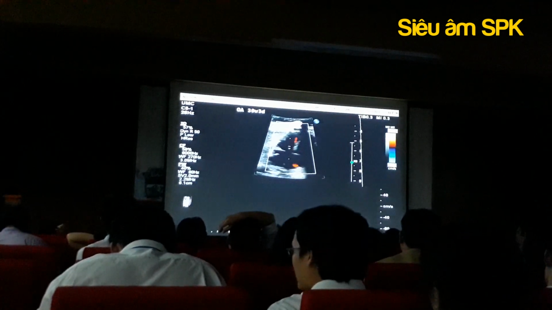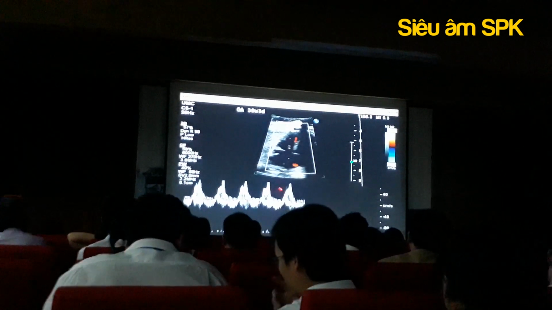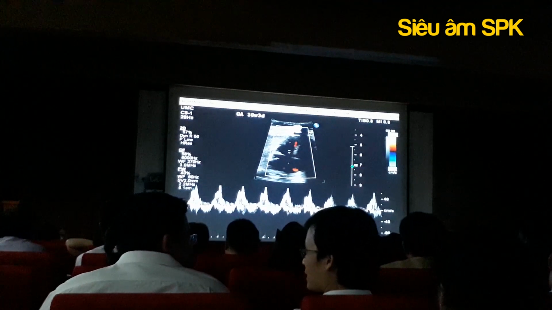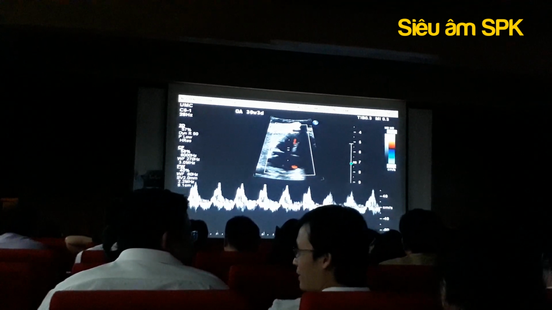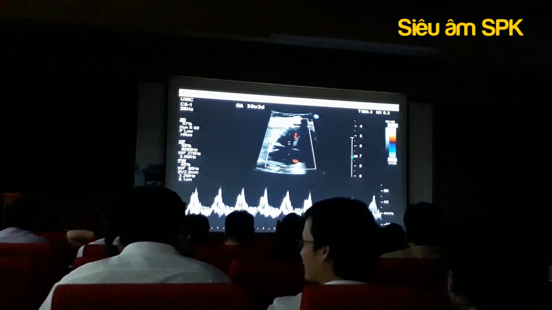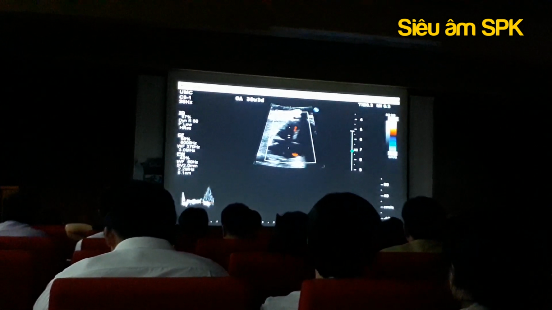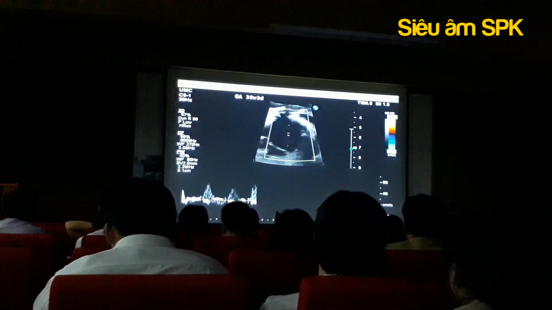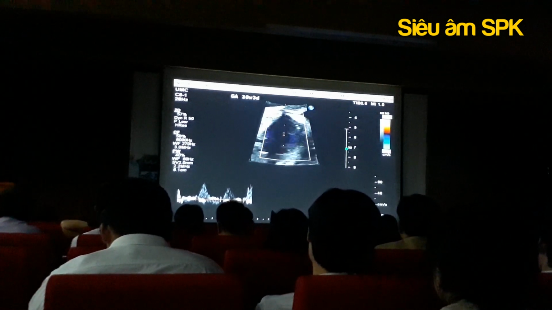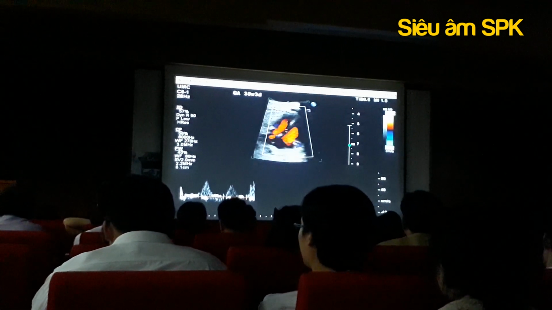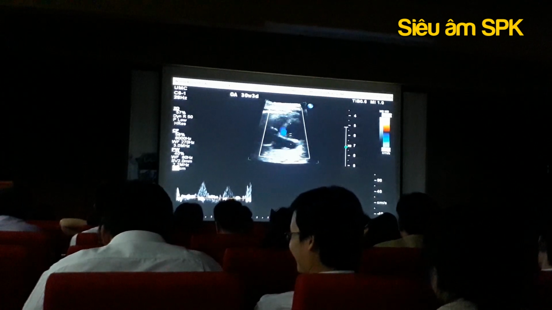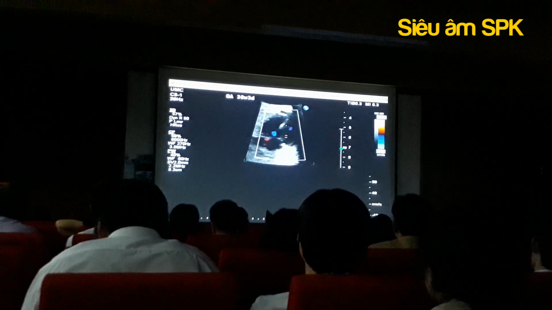You can sample the inflow pattern. It's biphasic. Normal. Tricuspid inflow.